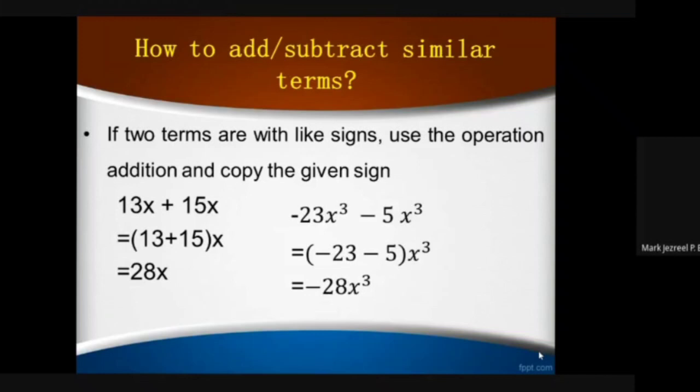Another example, negative 23x cubed minus 5x cubed. As we can notice, both of them are negatives and we have similar terms because the variable is x cubed. So, if that is the case, we just simply add them. 23 plus 5 is equal to 28. Just copy x cubed and the final sign is negative because the given sign is negative.